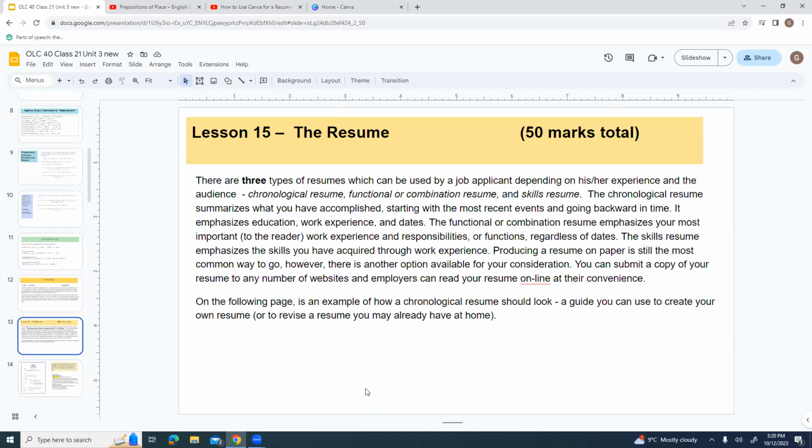In this case, they're not giving you a choice. They want you to do a chronological resume. It is still the most well-liked. There are reasons to use functional resumes or combination resumes, but in this case, they're taking the choice away. That's what you have to use. You can also revise a resume that you've already got at home. Okay, so if you've already got one, that's fine.